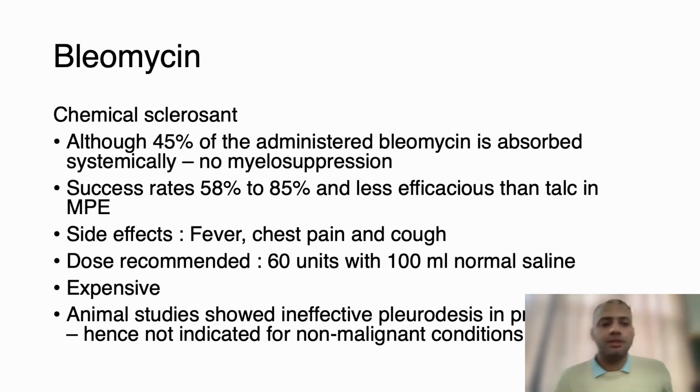And this is the last one, as the discussion of all the chemical agents is not possible in this presentation. Bleomycin is the one which we also use commonly. It's a chemical sclerosant and a cytotoxic agent. Although 45% of the administered bleomycin is absorbed systemically, there is no evidence of myelosuppression till now. The success rate is 58 to 85%, and it is less efficacious than talc in MPE. It has fewer side effects, which could be fever, chest pain, and cough. The recommended dose is 60 units with 100 ml of normal saline, with the procedure as described in previous slides.